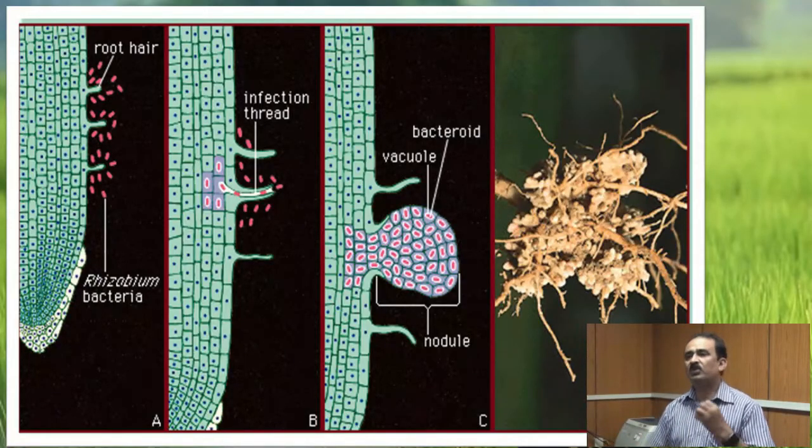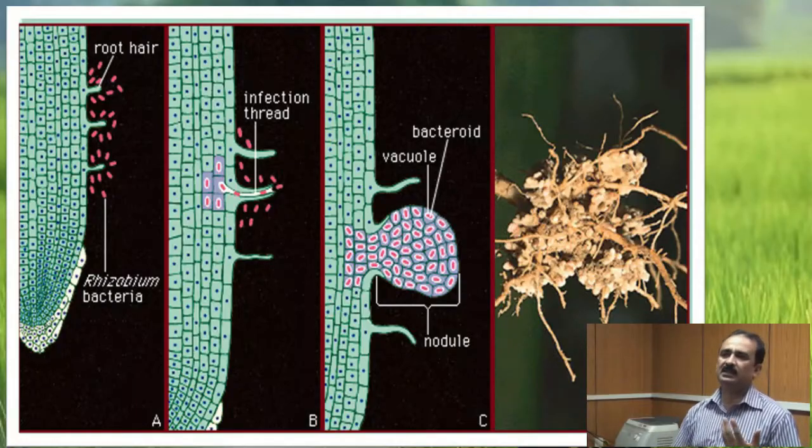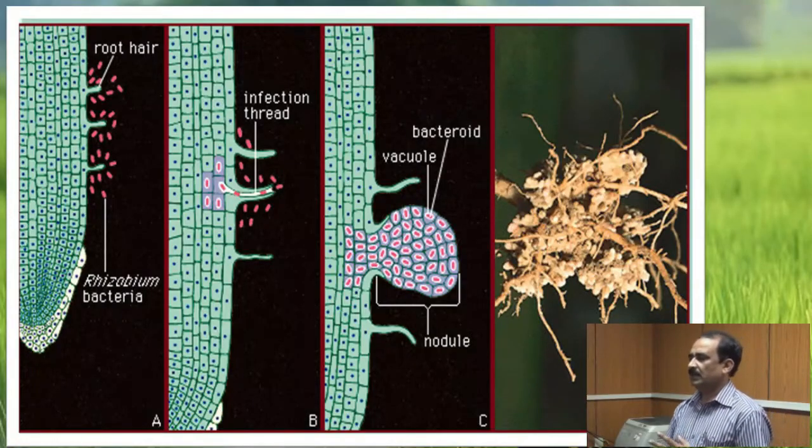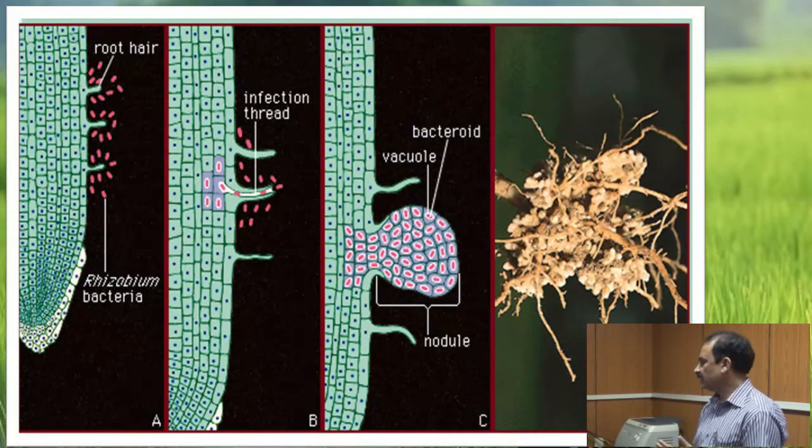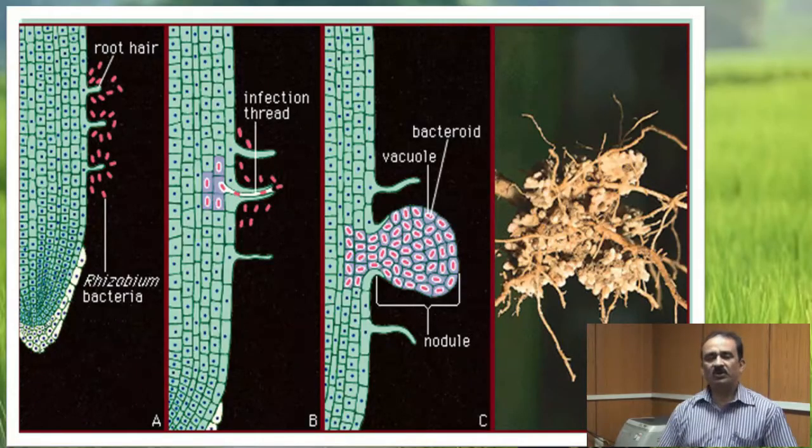If you uproot any pulse crop, like chickpea, pea or pigeon pea, you can see the root nodules in the root zone. They look pink in color. If the pink color is not there, the root has started to degenerate. So a healthy root nodule is pink in color. Pink color means active bacteria are present inside the root.